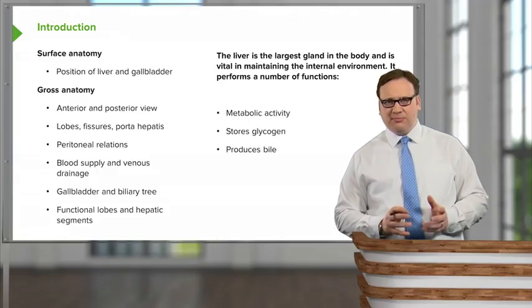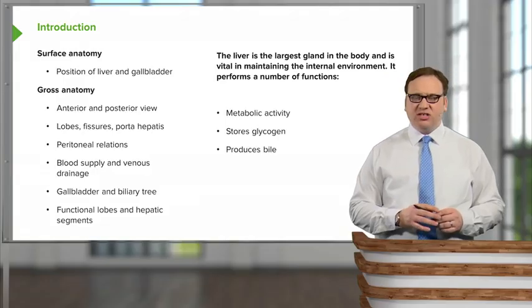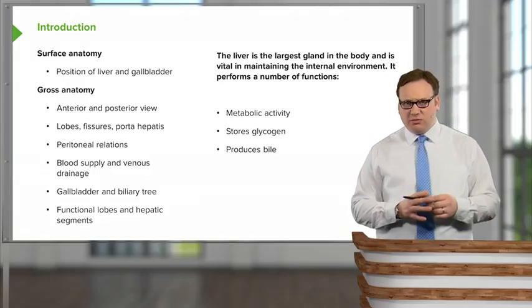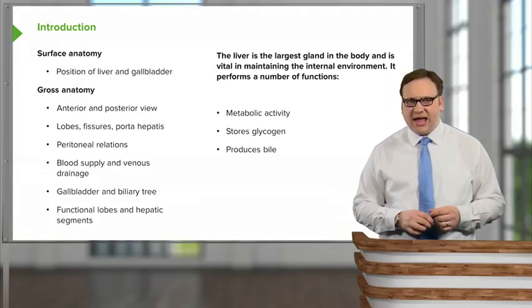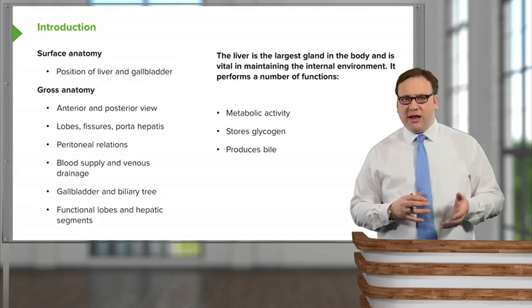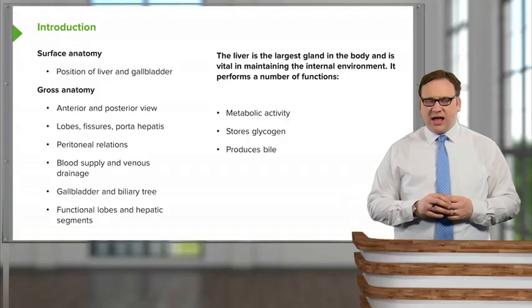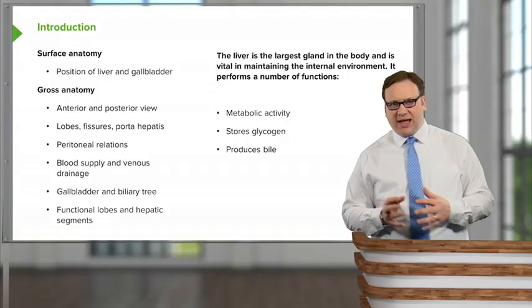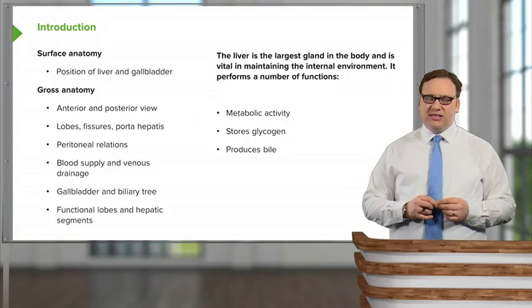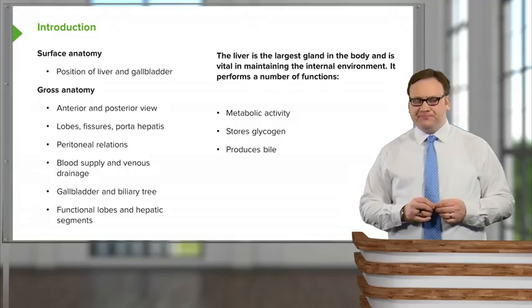We'll then look at the blood supply and venous drainage of the liver, and we'll look at functional lobes and hepatic segments towards the end. We'll also look at the gallbladder, various parts of the gallbladder, its position against the liver, and the biliary tree, and how it connects with the pancreas and the duodenum.